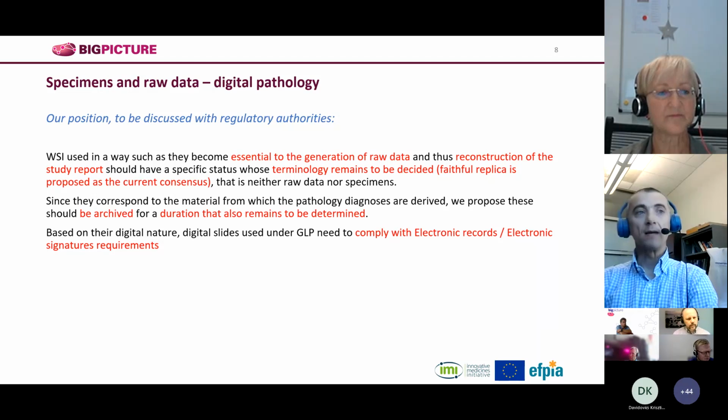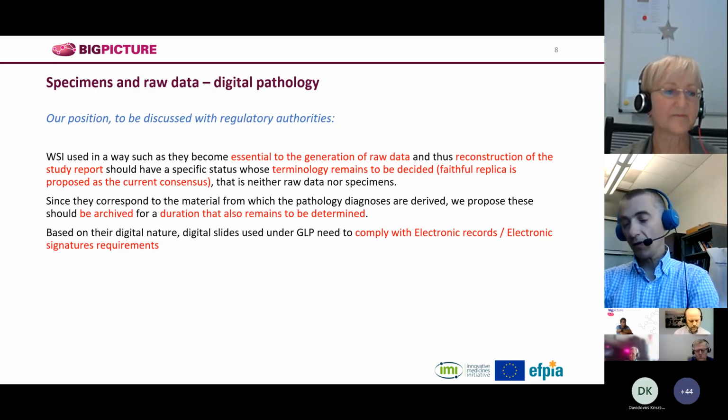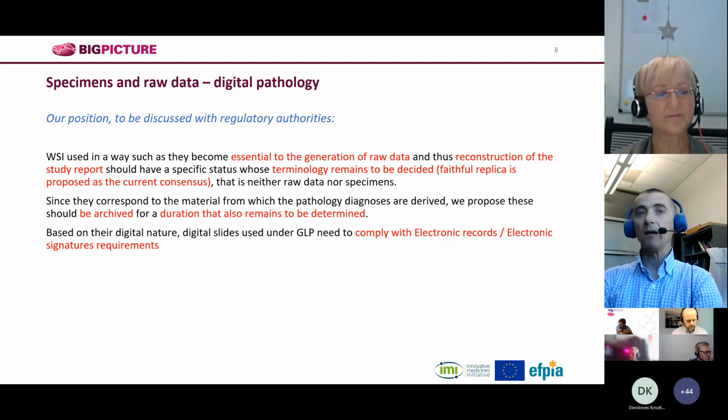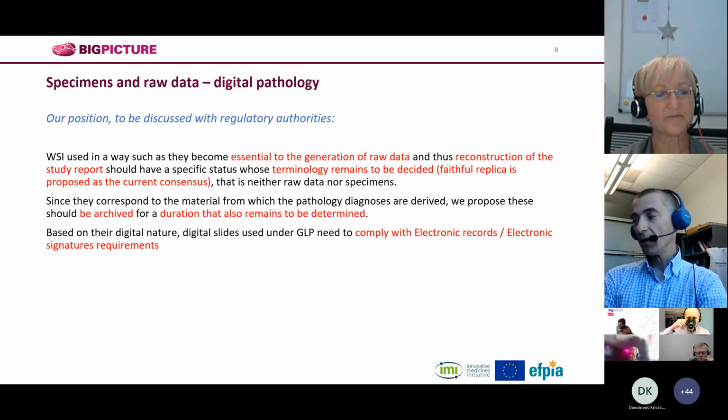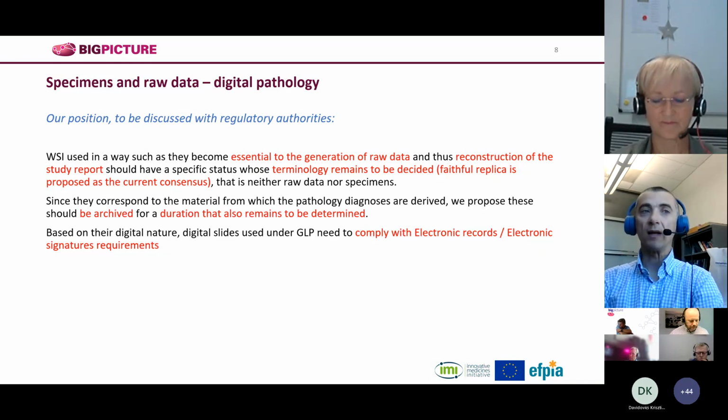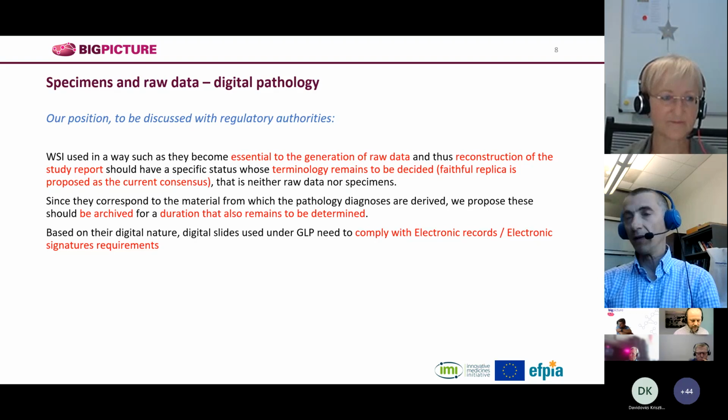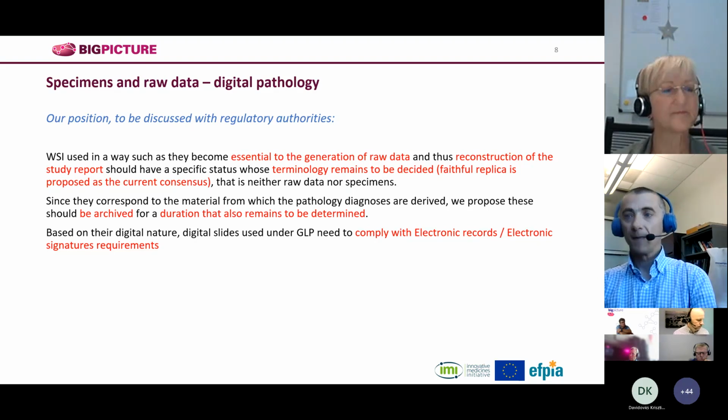And then the last thing, because of the digital nature of whole slide images, there is a bunch of regulatory recommendations in the context of electronic records and electronic signatures that will have to be considered and that will have to be followed for the whole slide images. Next one.